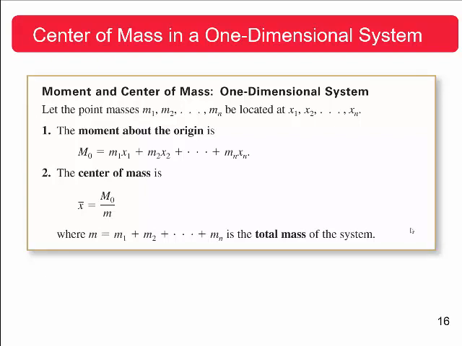And then the center of mass, which is denoted as x bar, is equal to the moment about the origin divided by the sum of the total masses. Okay, where that m without a subscripted value in the denominator there is just the sum of the masses.